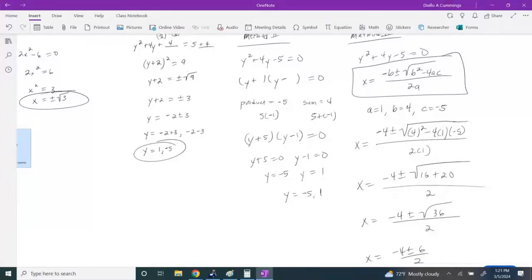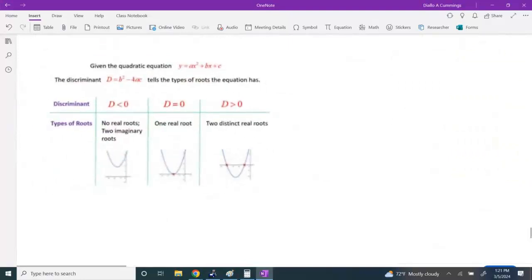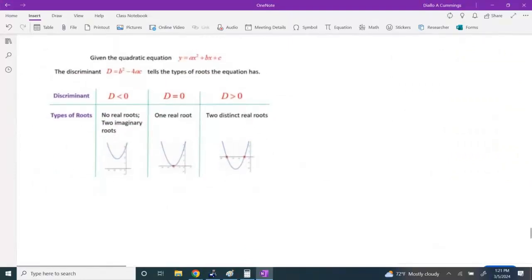All right. So moving forward, and this is still in the same section, we're going to talk about discriminants. And for a discriminant, it says given the quadratic equation, y is equal to ax squared plus bx plus c. So keep in mind that the quadratic equation is in standard form. The discriminant, which is capital D, is equal to b squared minus 4ac. So that b squared minus 4ac is actually what's inside of the radical.